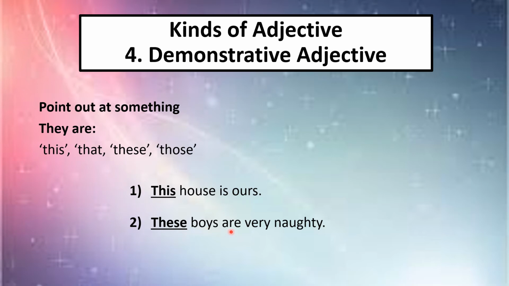These boys are very naughty. To point out at boys, which is noun, you have used an adjective, these. So it is demonstrative adjective. That bag is very expensive. You are pointing out at the bag, which is a noun, and you have used that as demonstrative adjective to point out at bag.